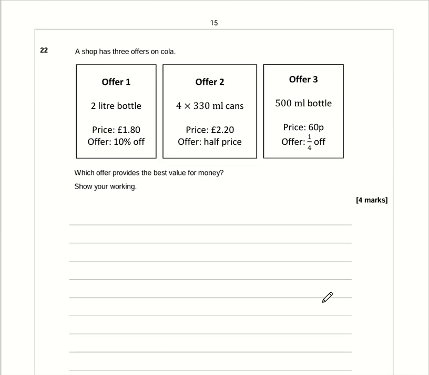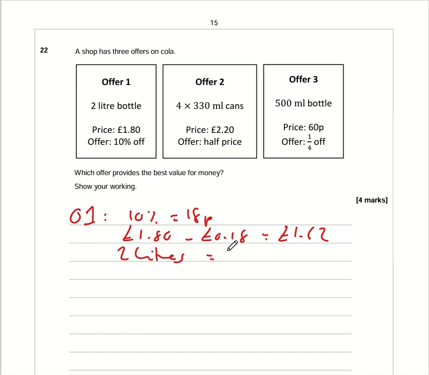Okay, and the final question, question 22. First of all, let's look at offer 1. I'll just write here O1. So 10% off. 10% is going to be that divided by 10, which is 18p. So £1.80 minus 18p, which is 0.18, will reduce the price to £1.62. So 2 litres is £1.62.